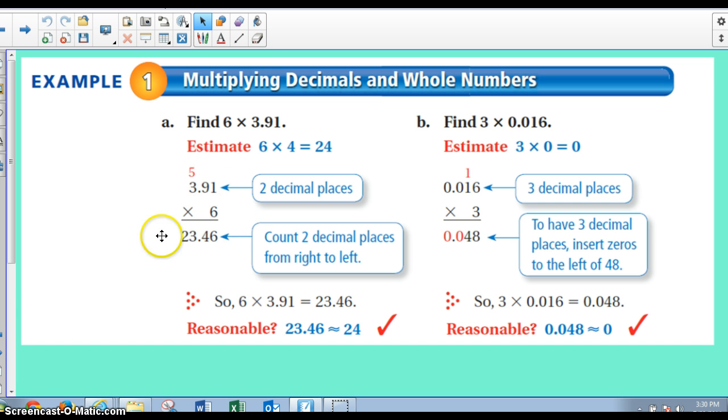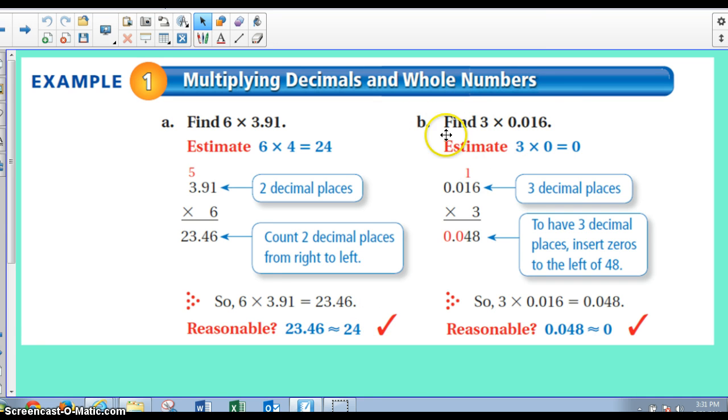They multiplied just like regular, and then they said, okay, how many decimal places are to the right of the decimal? There are 2. So there has to be 2 to the right of the decimal in the answer. So once we do that, we get an answer of 23.46. And if you would have estimated it, which they did, you would have come up with 24. So your answer is reasonable.